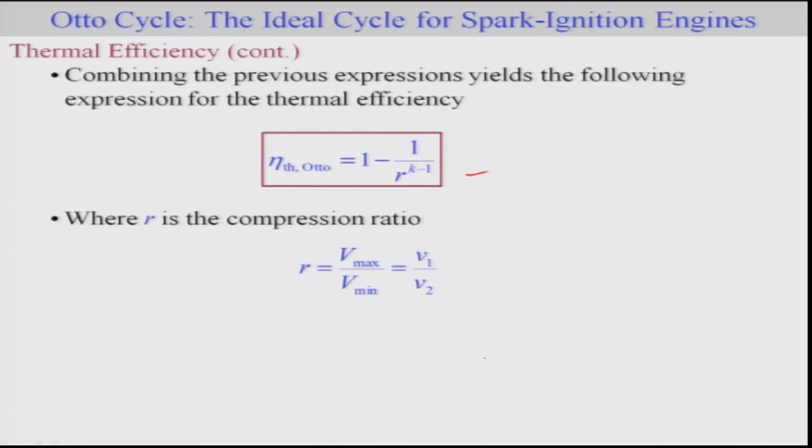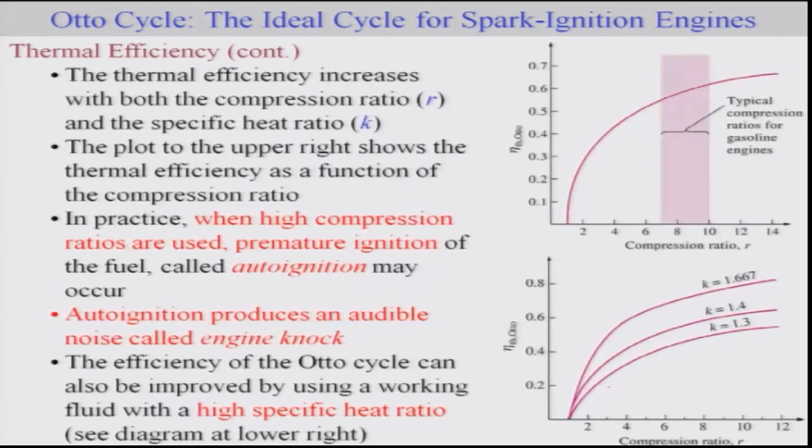Now, based on this expression, it's very clear that one can increase the efficiency by increasing r or increasing k. So, you can have a higher r in order to have higher efficiency. This is a typical range for the gasoline engine, somewhere from 7 to 10. And as I said, you can increase the efficiency by increasing k, which essentially means that you can use a working fluid with a higher specific heat ratio in order to have higher efficiency of the Otto cycle.